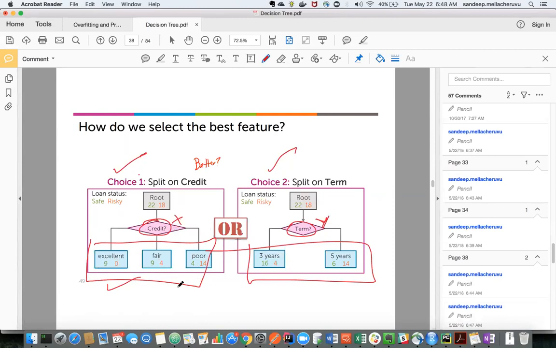I would pick the Excel one, with 9 and 0. Why? Because you get one pure node. Yes. Okay. What about you, Abid and Zahir?